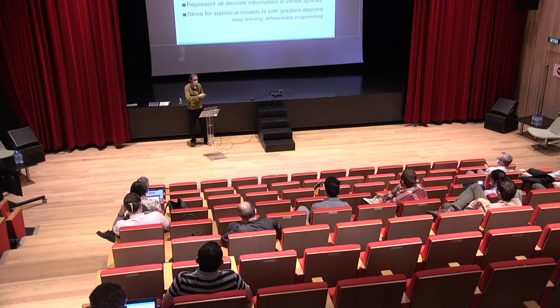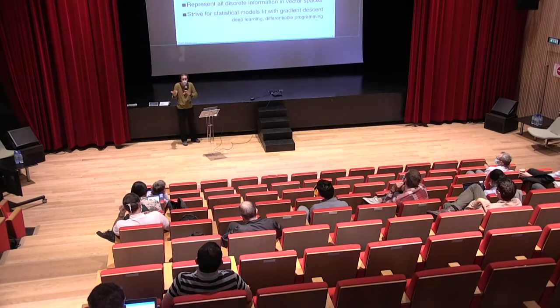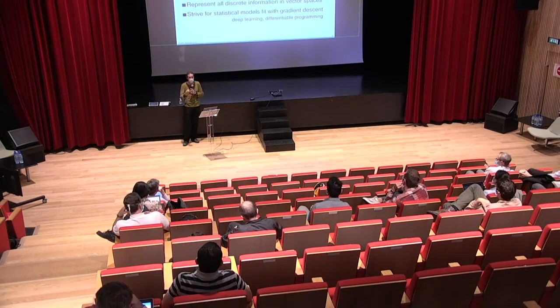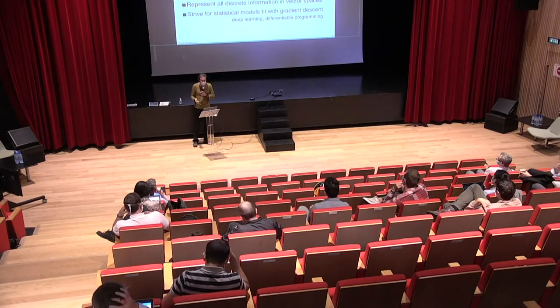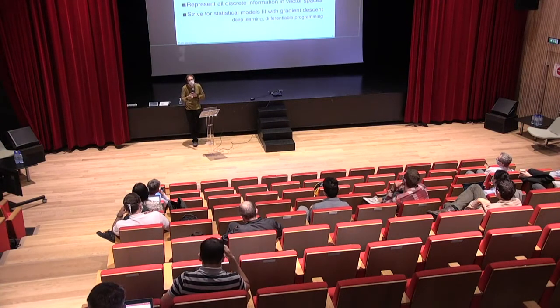So we're going to try to represent all the information, including the discrete information, in vector spaces, because that's my comfort zone. And beyond it being my comfort zone, there's an intrinsic reason for shooting for those continuous-valued representations: they can capture some form of regularity that will allow interpolation, extrapolation, and regularization. We will also strive for models, in particular statistical models, that can be fit with gradient descent, some form of stochastic gradient descent. And so basically, this is the toolkit of deep learning or differentiable programming.